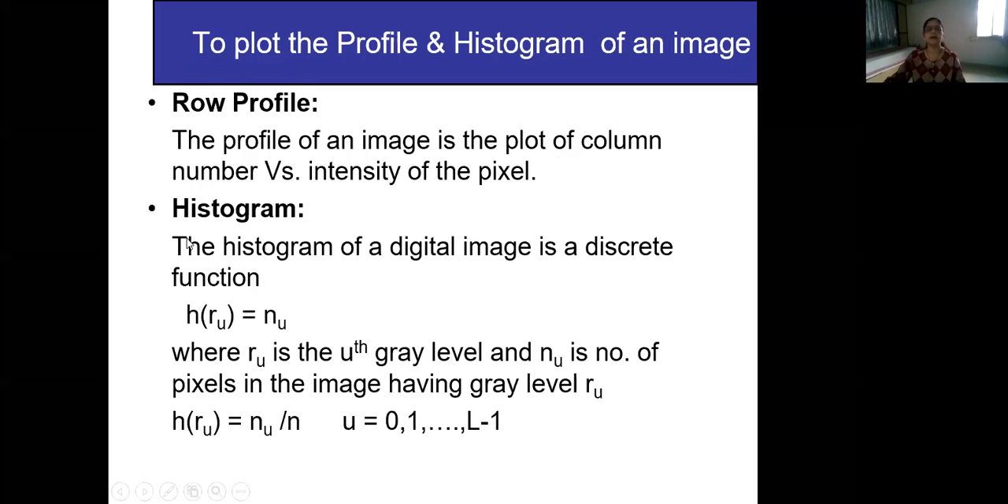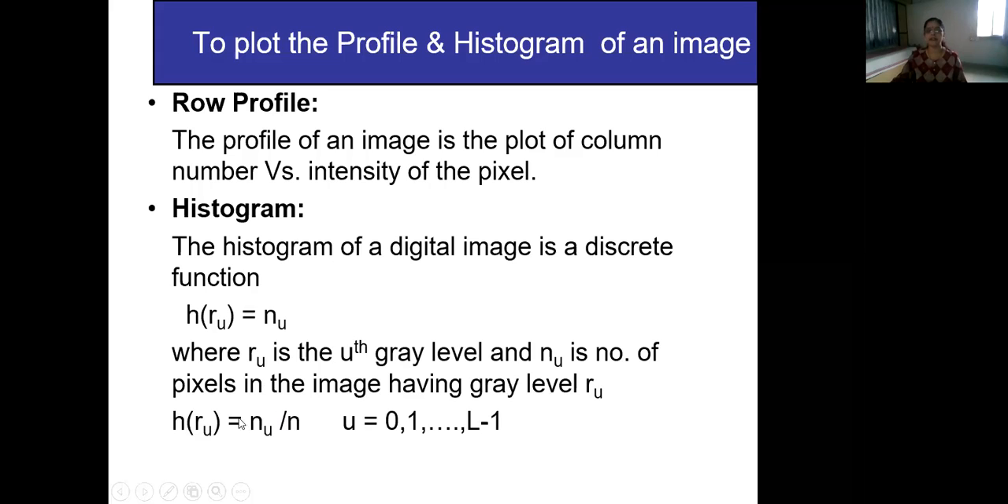What is profile? Then what is histogram? The histogram of a digital image is a discrete function. It is given by h(r_k) = n_k. Here, r_k is the k-th gray level in the given image, and n_k is the number of pixels in the image having gray level r_k. So h(r_k) represents the histogram of the image. And the normalized histogram is given by p(r_k) = n_k / N, where N is the total number of pixels.